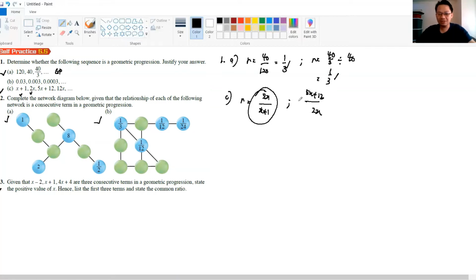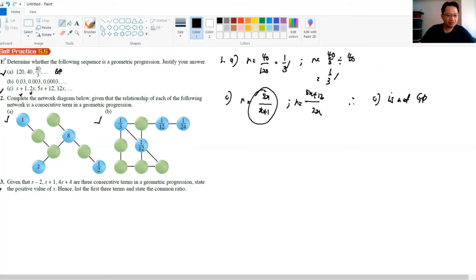Okay, so this is the third divided by second term, and this is the second term divided by the first term. So we can make a conclusion, C is not GP. Justification is because r is not equivalent. They got different r for different calculation. For different terms divided, they got different r. So that's why they are not GP. That is number 1. Now number 2.